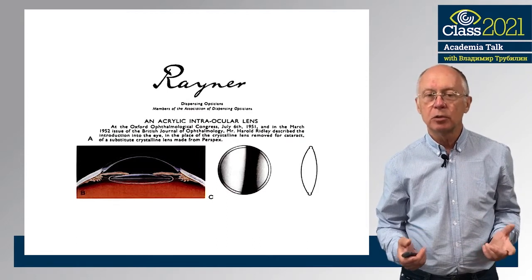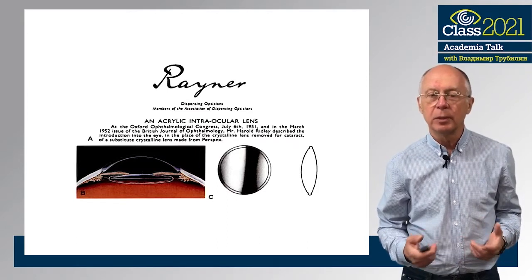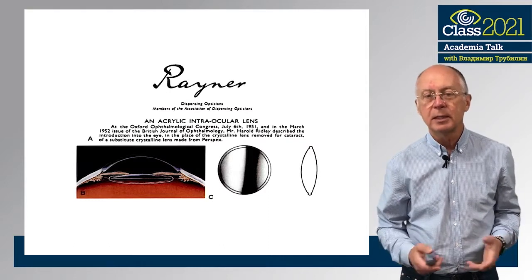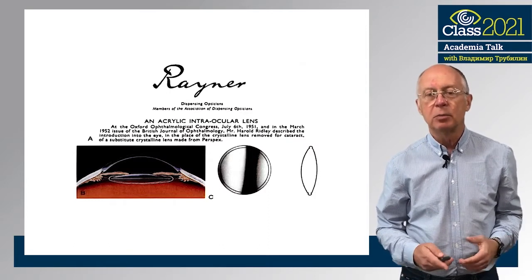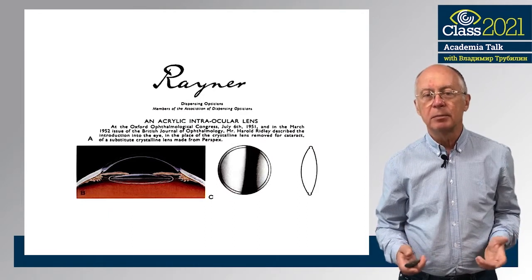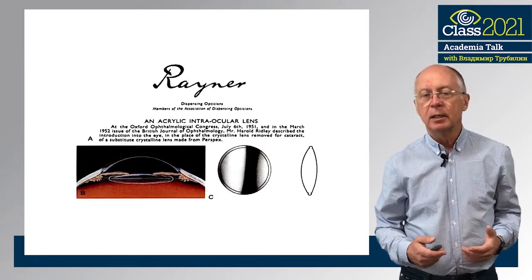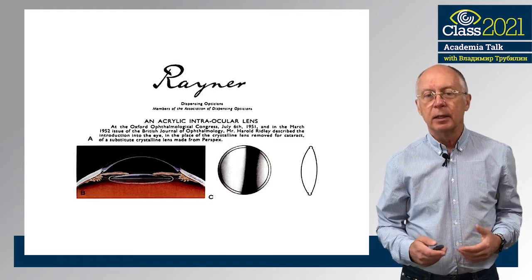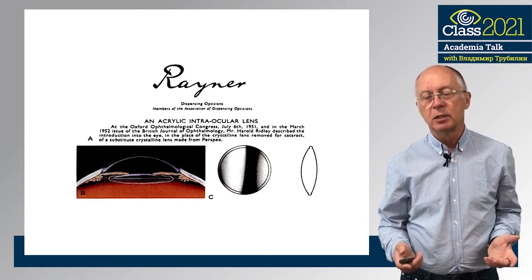Nevertheless, it was indeed 1951 when the era of intraocular correction had begun. And now, 70 years later, we have reached the level when in almost 100% of cases of cataract extraction, we implant intraocular lenses.